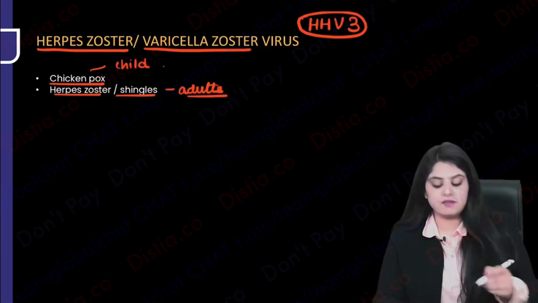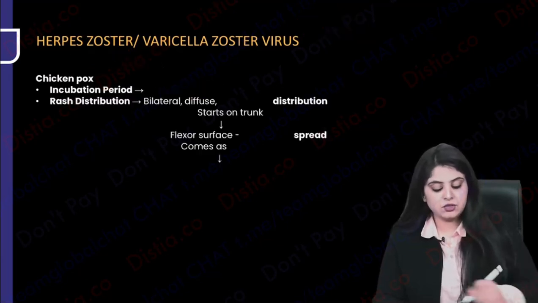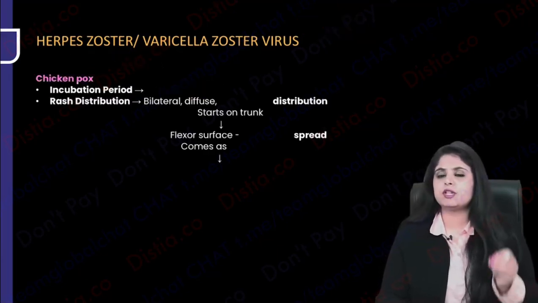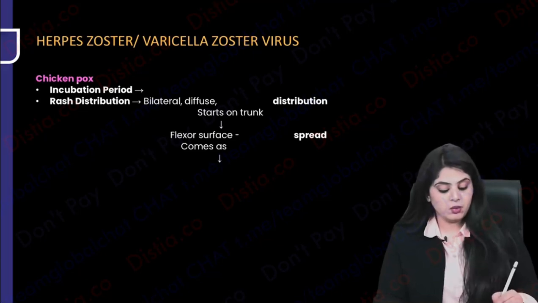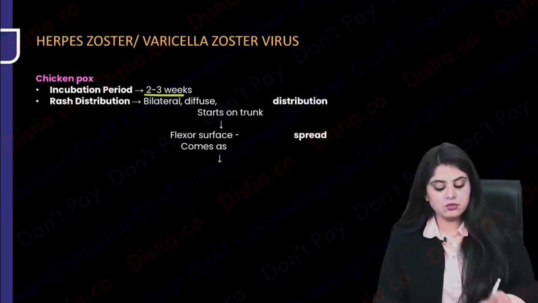So let us start one by one. Bachcho wala, let us start. That is going to be chickenpox. Come on, these are questions you've studied in medicine, pediatrics, PSM, so many places. So you know much more. What is the incubation period? It is roughly 2 to 3 weeks.